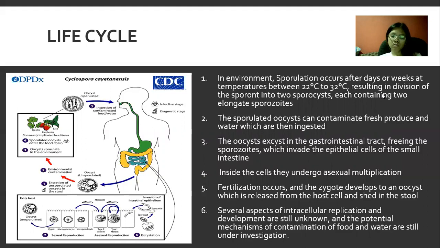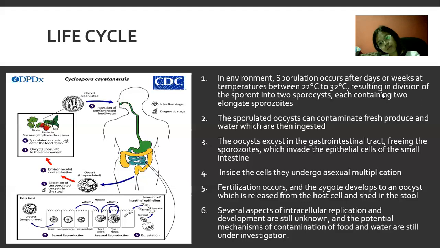So once the oocysts exist in the gastrointestinal tract, the sporocysts will invade the epithelial cells of the small intestine. Inside the small intestine, these cells will undergo asexual multiplication. Then, as fertilization occurs, the zygote develops into an oocyst, which is released from the host cell and shed in the stool. So several aspects of intracellular replication and development are still unknown, and the potential mechanism of contamination of food and water are still under investigation.